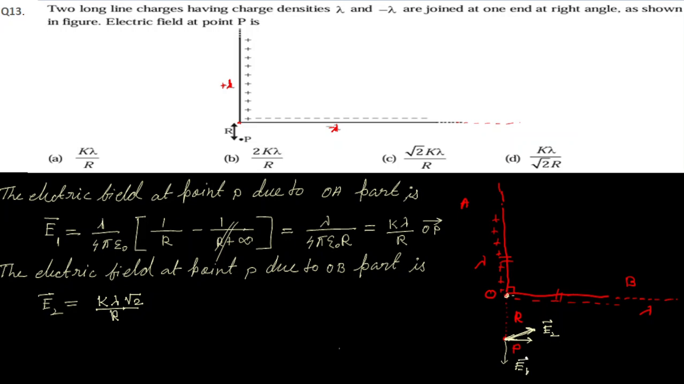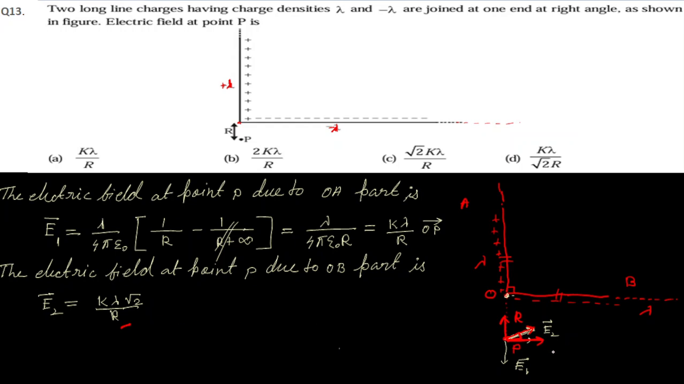Now what we have to do is take the vector sum of these two electric fields. For that, we can decompose this electric field into orthogonal components. We know in this case this will be 45 degrees. So there will be one component along this direction and another component along this direction. We know the magnitude of E2, and we know the angle, 45 degrees.